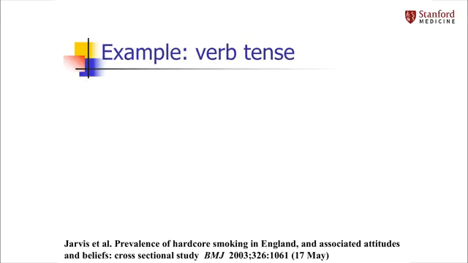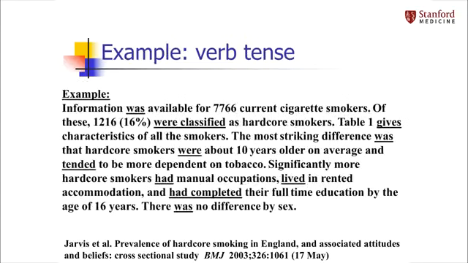Just to give you a few examples on verb tense, here's a results section. They say information was available for 7,766 smokers. Of these, 1,216 were classified, notice the passive voice here, as hardcore smokers. But then we get, table 1 gives. So we start with the past tense, all the experiments that were completed, but then when we talk about the table, we put it in the present tense. Table 1 gives, because table 1 is still giving those characteristics presently. And then everything else in this paragraph is in the past tense because it's talking about things that were already measured in the completed study.